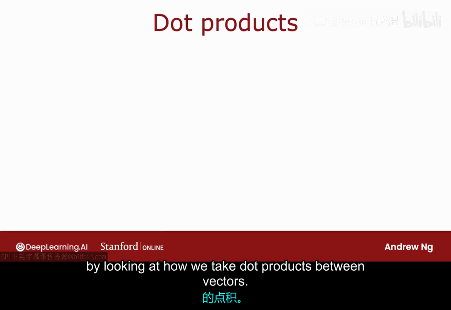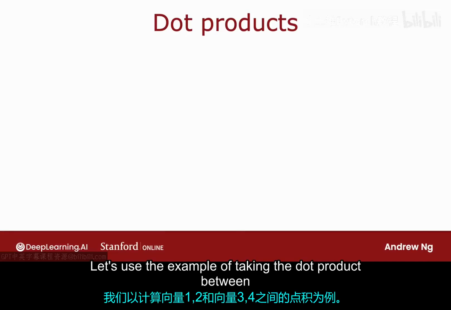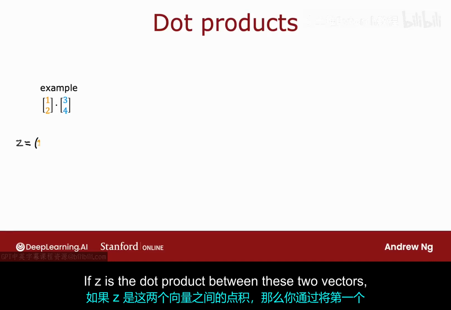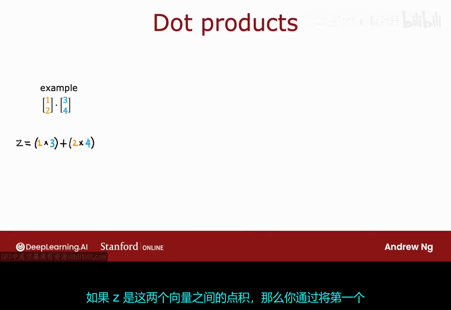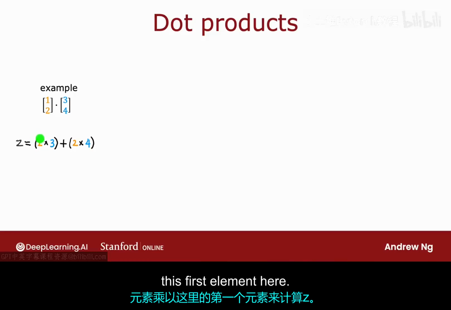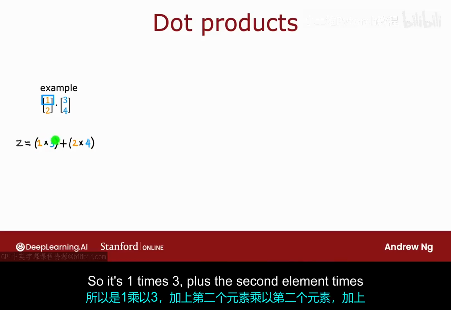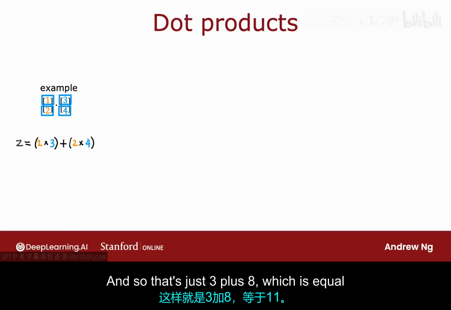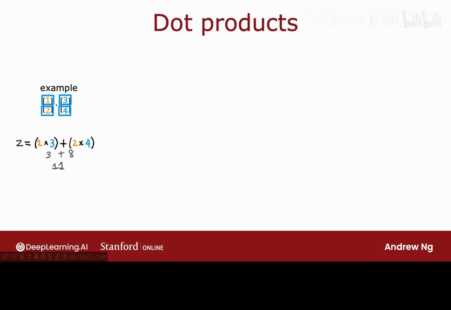dot products between vectors. Let's use the example of taking the dot product between this vector 1, 2 and this vector 3, 4. If z is the dot product between these two vectors, then you compute z by multiplying the first element by this first element here. So it's 1 times 3 plus the second element times the second element, plus 2 times 4. And so that's just 3 plus 8, which is equal to 11.